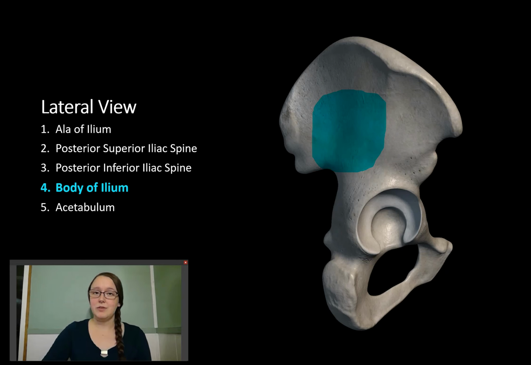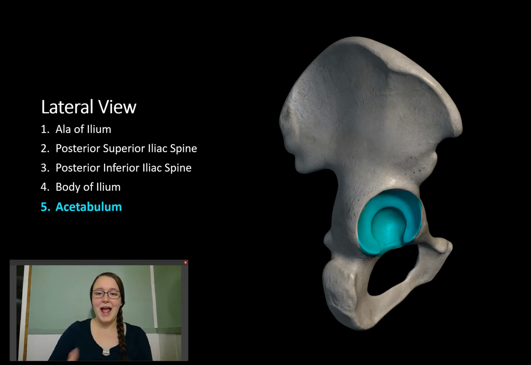And then below that, there's a hollowed out portion, and it kind of looks like somebody took an ice cream scooper and scooped out bone. And that is known as the acetabulum. And the acetabulum will be the socket portion of your ball and socket joint. So the head of femur will be going inside the acetabulum, and that will form the hip joint.